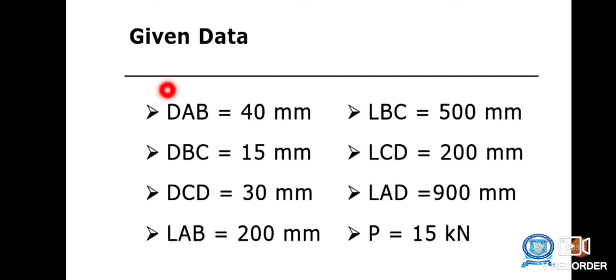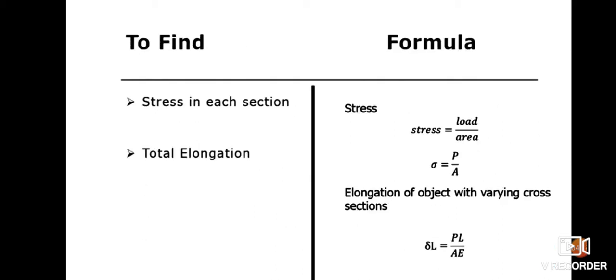First of all, write the diameters. Diameter of section AB is 40 mm. Diameter of section BC is 15 mm. Diameter of section CD is 30 mm. Length of AB is 200 mm. Length of BC is 500 mm. Length of CD is 200 mm. Length of AD, that is the total length of the bar, is 900 mm. Load P is equal to 15 kilonewton. Next, we write the values to find.